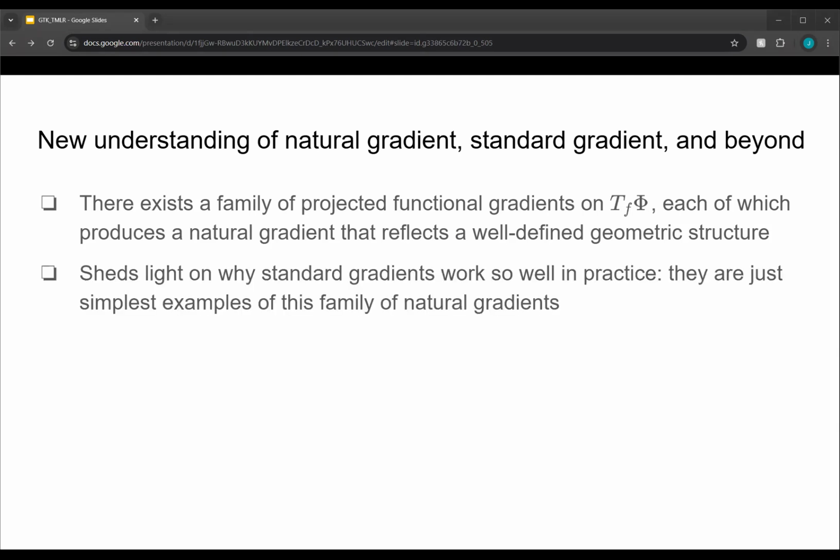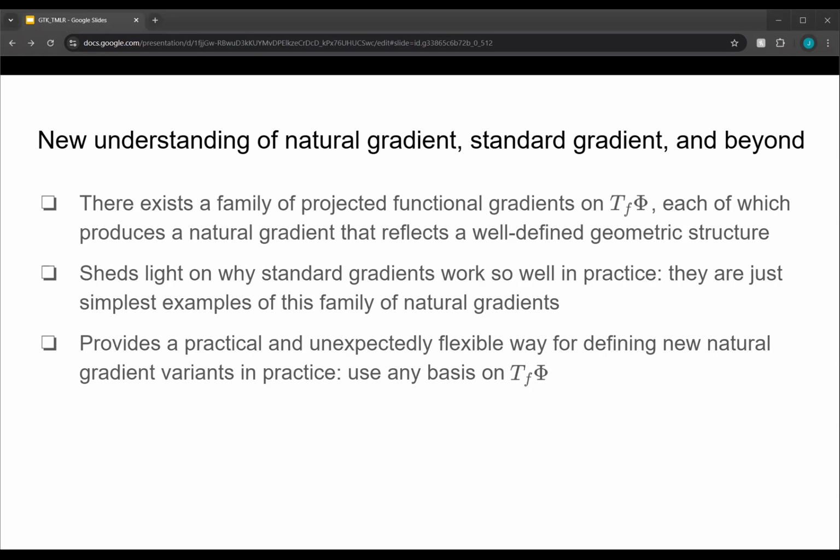It also sheds light on why standard gradients work so well in modern machine learning practice, while the advantage of natural gradient is often minimal in practice. As we have seen, standard gradient is just the simplest example of this family of natural gradients given by GTKs. This framework also provides a practical and unexpectedly flexible way for defining new natural gradient variants in practice. Just use any basis on the tangent space at big phi. We will see an example leveraging this property in the next few slides.